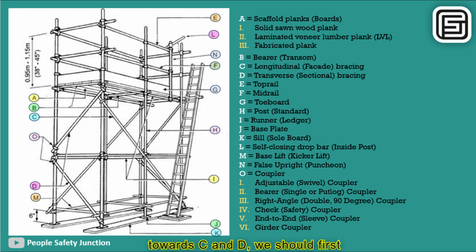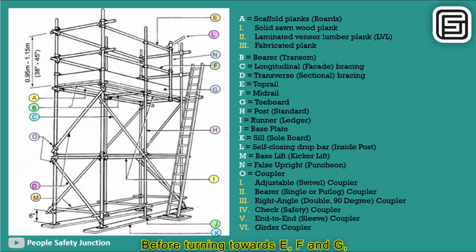Before turning towards C and D, we should first understand what bracing is. Bracing is a rigid connection of scaffold tubing that holds one scaffold member in a fixed position with respect to another member to give the scaffold rigidity. C. Longitudinal, facade or sway bracing. In longitudinal bracing, diagonal braces are installed in the plane of the longer dimension, length, of the scaffold. D. Transverse or sectional bracing. In transverse bracing, diagonal braces are installed in the plane of the shorter dimension, width, of the scaffold.